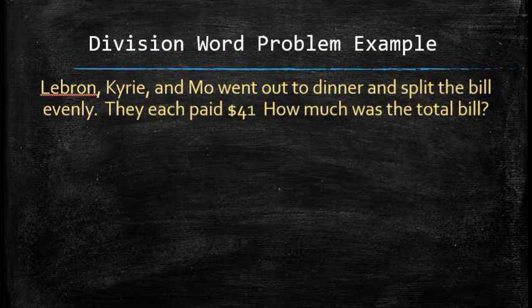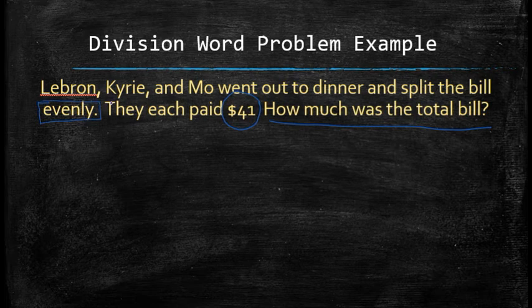So here we have a division word problem, and we know that LeBron, Kyrie, and Mo went out to dinner and split the bill evenly. They each paid $41. How much was the total bill? So from looking at that, we can tell that we have $41, and how much the total bill is is the question. And there's a really important word in here that we can go ahead and cube in that gives us an indication that this is in fact division, and that's the word evenly, and that was in our list that we saw at the beginning of the lesson.